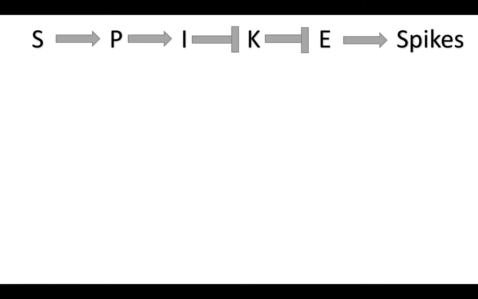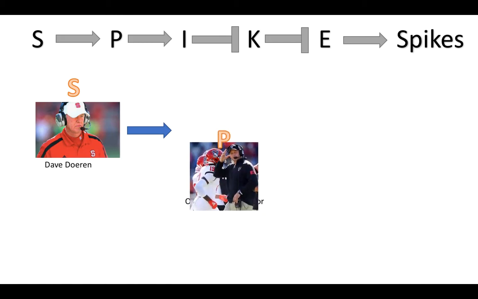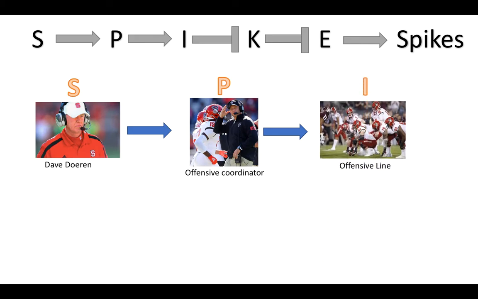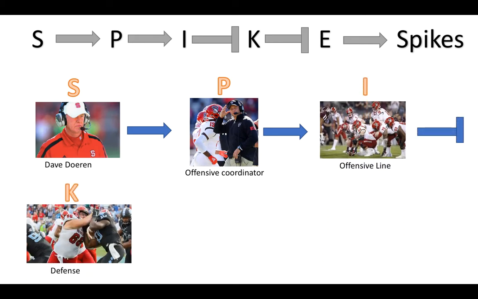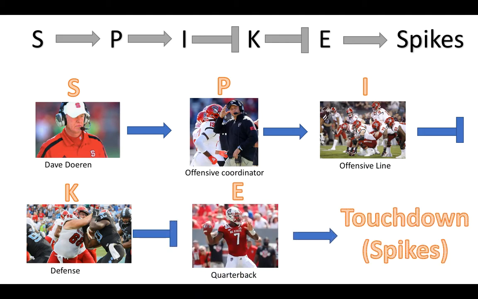Here's our hypothetical developmental pathway. As you can see, S activates P, which activates I, which inhibits K, which inhibits E, which activates spikes on beetles. As we go through this, I'm going to relate S to the head coach of NC State's football team, who gives the offensive coordinator advice, who then tells the offensive line a play in order to block the defense so they can't get to the quarterback, so he can score a touchdown.